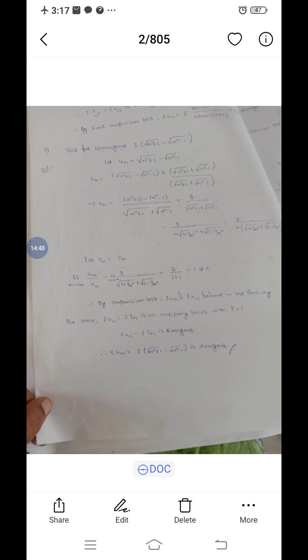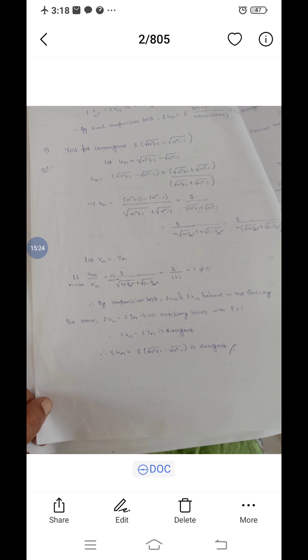Test for the convergence of summation square root of n square plus 1 minus square root of n square minus 1. Okay, so this is the given series. So here what is the nth term? Un is equal to square root of n square plus 1 minus square root of n square minus 1. I am rewriting the term as square root of n square plus 1 minus square root of n square minus 1, into, I am dividing and multiplying with square root of n square plus 1 plus square root of n square minus 1.